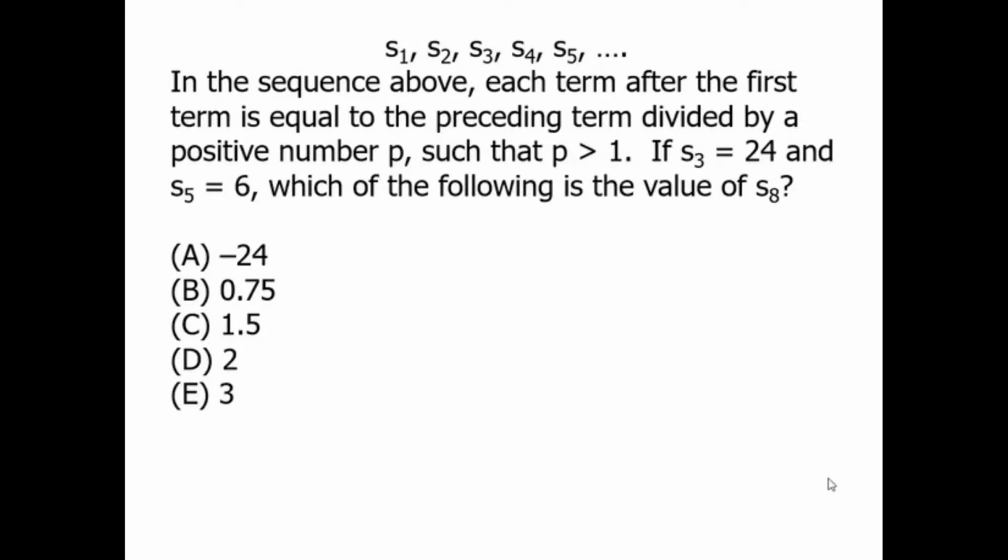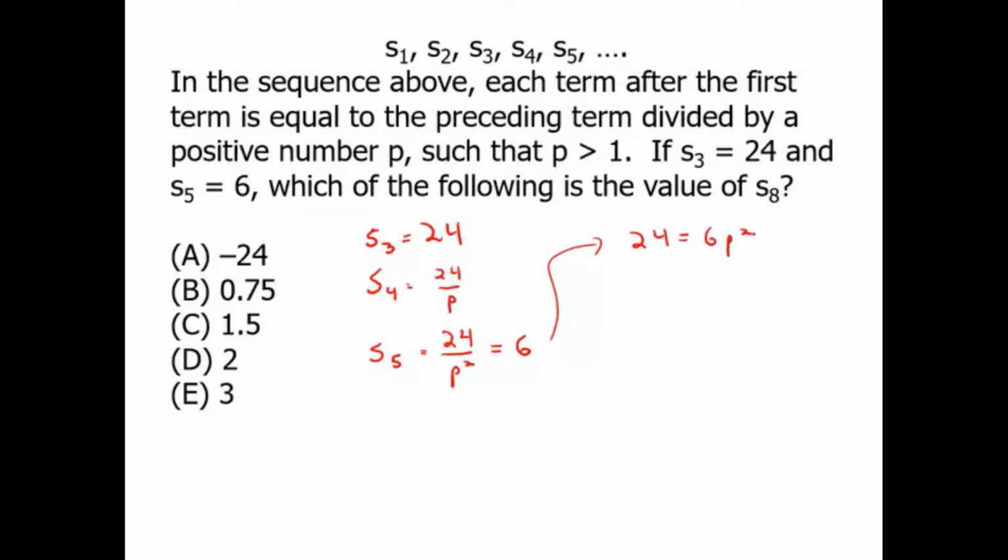An interesting one, a sequence. Each term is divided by some positive number p. So if S3 is 24, S4, the fourth term, has to be 24 divided by p. And then the next term, S5, has to be this divided by p again, so that's going to be 24 over p squared. But we know that that equals 6. So multiply both sides by p squared, we get 24 equals 6p squared. Divide both sides by 6, 4 equals p squared. We know p is positive, so p is 2. So that's the value of p.